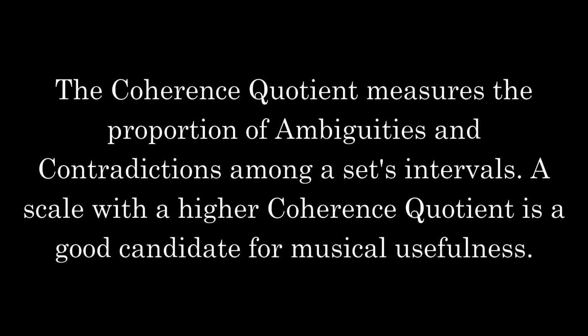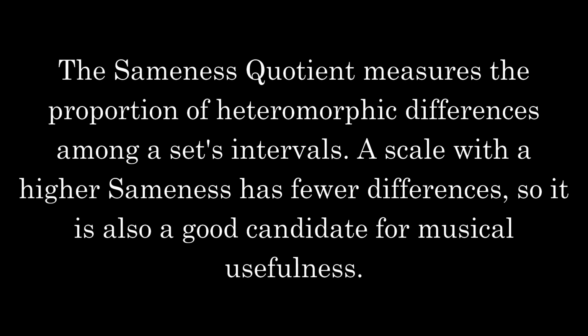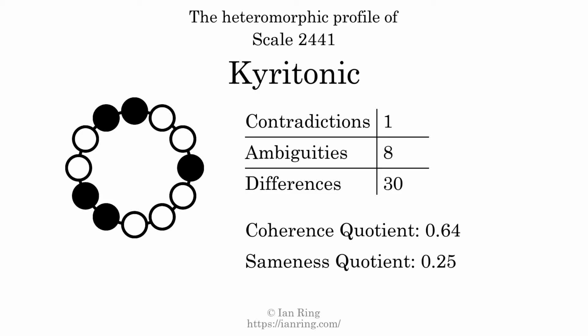The coherence quotient measures the proportion of ambiguities and contradictions among a set's intervals. A scale with a higher coherence quotient is a good candidate for musical usefulness. The coherence quotient is 0.64. The sameness quotient measures the proportion of heteromorphic differences among a set's intervals. A scale with a higher sameness has fewer differences, so it is also a good candidate for musical usefulness. The sameness quotient is 0.25.